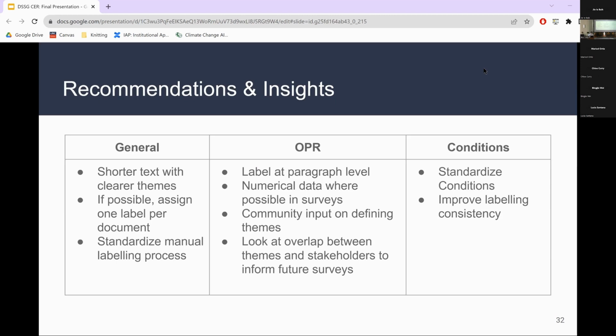For the OPR specifically, there's a lot of interest in doing a second round of feedback, as revisions are currently being made to the onshore pipeline regulations. So going forward, labeling at the paragraph level or even at the sentence level, rather than at an answer level, would provide them with more data without having to collect anything new, because they would have more precision about all the text that they have. Collecting numerical data wherever possible, such as percent agreement with a specific statement, would also give them a lot more useful information in case they want to do surveys in the future.